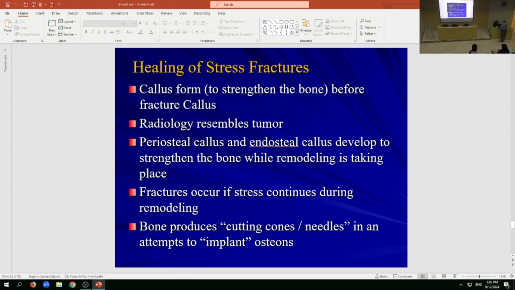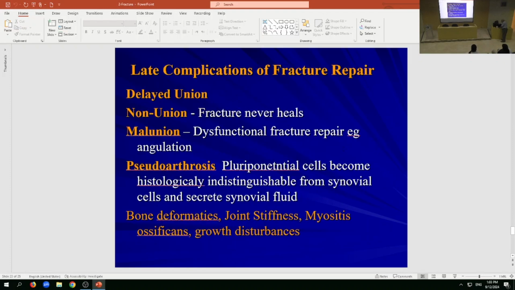Okay, this is healing of stress fracture. You can read it also. This is quite well informed information. The late fracture, late complication, delayed union or non-union. This is the one which never heals. Malunion, it heals but with angulation or not properly.